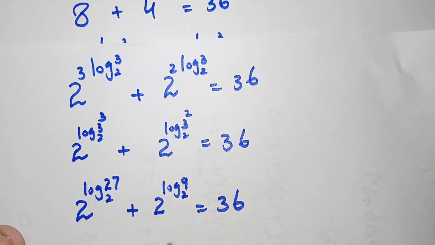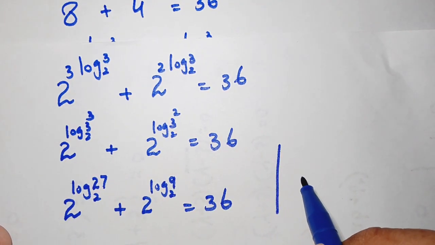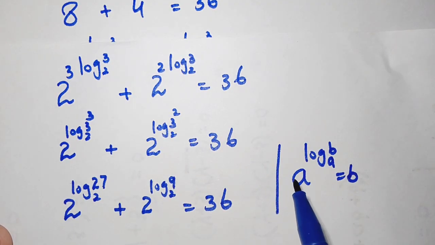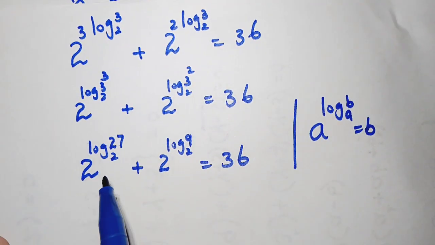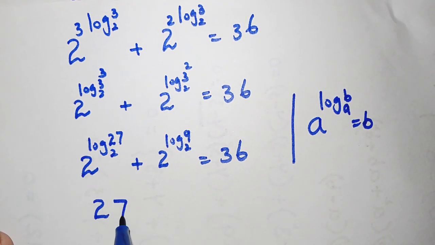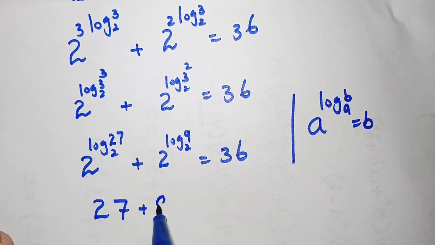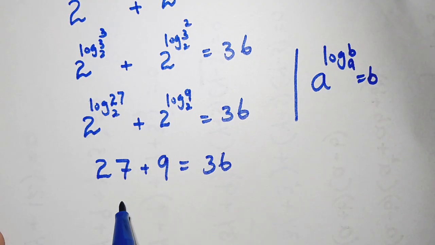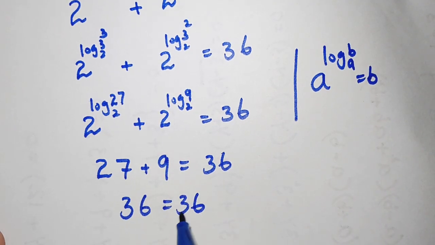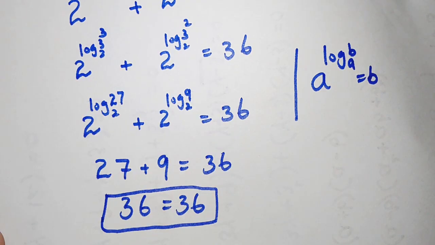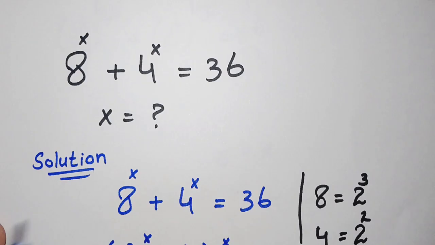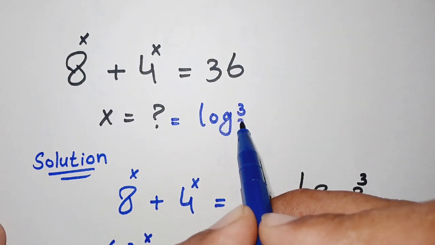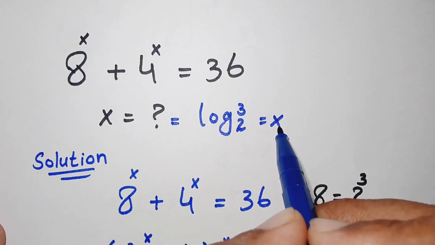Now here again we know this logarithm rule, a to the power of log of b of base a is equal to b. To apply this rule, here b is equal to 27 and b is equal to 9. So this will become 27 plus 9, which is equal to 36. So finally 27 plus 9 is equal to 36, which is equal to 36. This shows that the left hand side and the right hand side are equal. So our answer and the value of x is equal to log of 3 of base 2. So this is the answer of this interesting question.